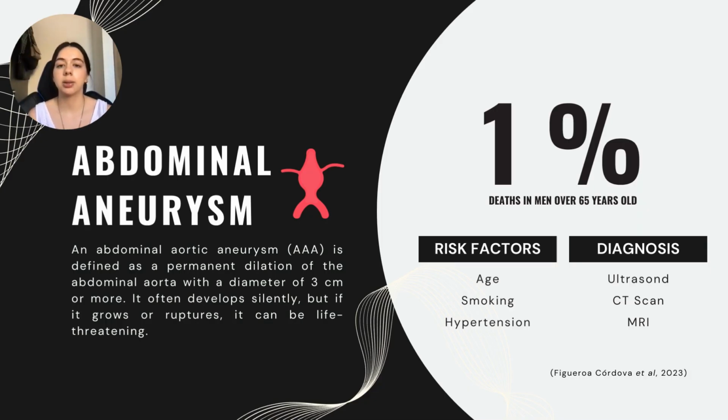First of all, it's necessary to define an abdominal aortic aneurysm. It is a permanent dilation of the abdominal aorta with a diameter of 3 centimeters or more. It often develops silently, but if it grows or ruptures, it can be life-threatening. It is the cause of 1% of the deaths in men over 65 years old.